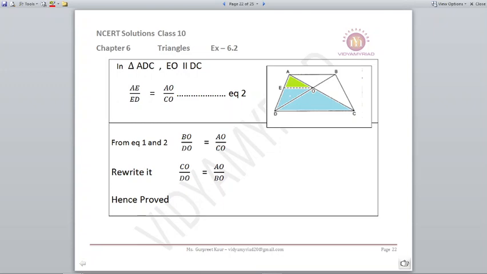So from both the equations, you have AE upon ED common. So we can write that BO upon DO is equal to AO upon CO. This is not yet in the required form which we want to prove, so we will rewrite it by cross multiplying. I can write CO up and take BO on the other side. So CO upon DO is equal to AO upon BO, and hence we have proved this.